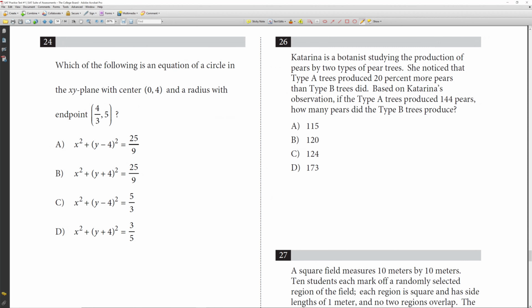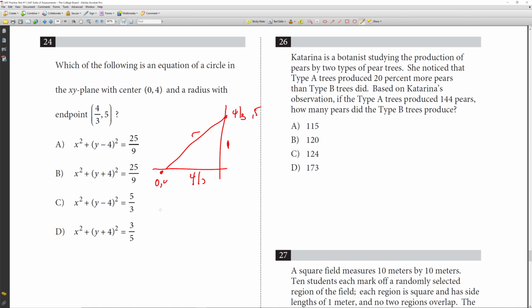You got it. Number 24. Which of the following is an equation of a circle in the xy-plane with the center (0, 4) and the radius endpoint (4/3, 5)? The best way to do this is to draw this out. My center's at (0, 4). I draw my radius. My endpoint here is at (4/3, 5), which means my change in y is 1. My change in x is 4 over 3.